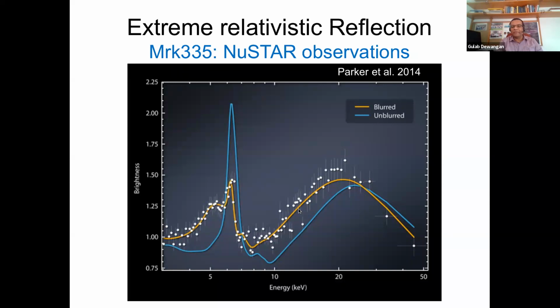But in future, if at more advanced missions you observe and really see excess emission, then of course one has to worry about that. I see. Okay. All right.